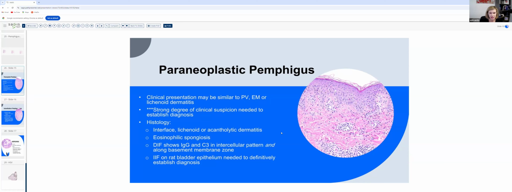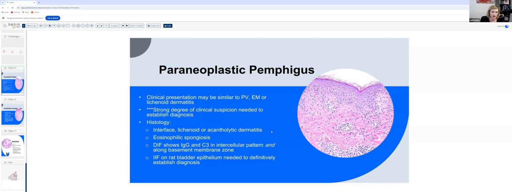So we may see interface change. We can see, as in this case, this photo on the right, eosinophilic spongiosis, so intraepidermal eosinophils without any acantholysis, and maybe a suggestion of interface change. Direct immunofluorescence will show IgG and C3 in an intercellular pattern and also along the basement membrane zone. So it's a mixed picture.